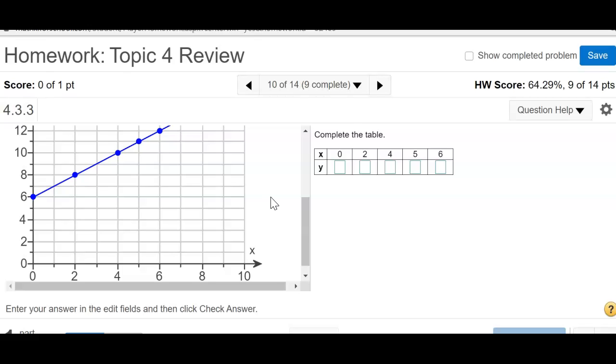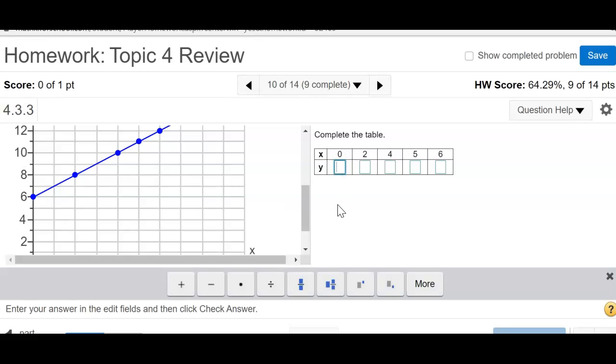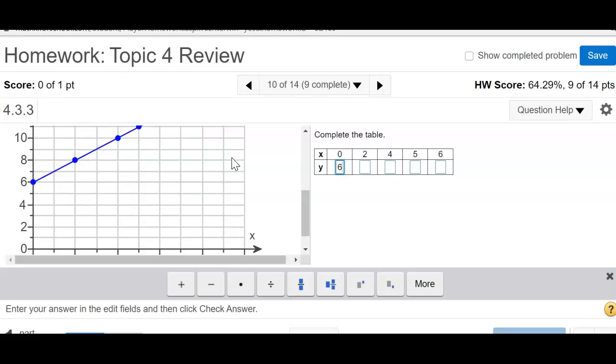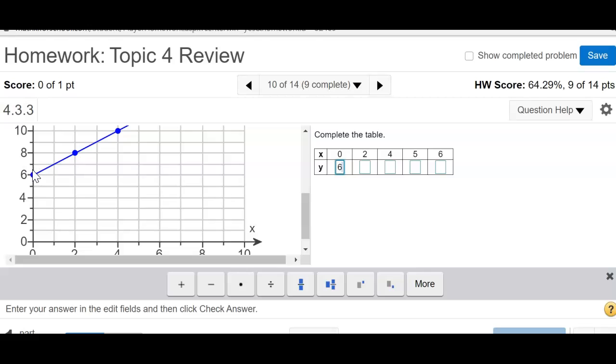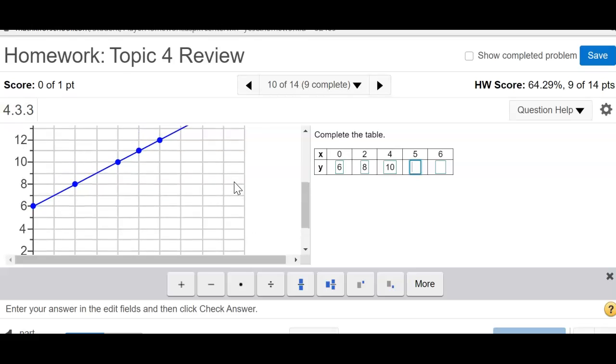Okay, what did you get? When X is 0, what is Y? Caden? 6. Again, you can look over at your graph. When X is 0, Y is at 6. 2 is, Jordan? 8. 4 is, Sydney? 10. 5 is, Nikki? 5 is 11. And 6 is, Emery? 12. Check our answer.